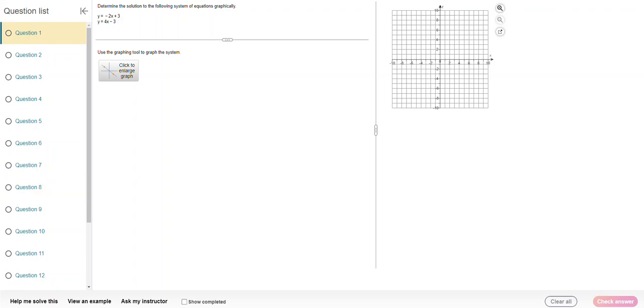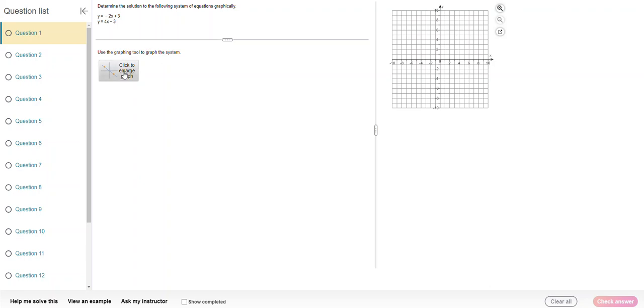All right, so this video is going to show you how to graph lines in MyLab using where it says click to enlarge graph. So let's go ahead and look at this. First of all, the question says determine the solution of the following system. So you have two linear equations. So what we have to do is it says use a graphing tool to graph the system.